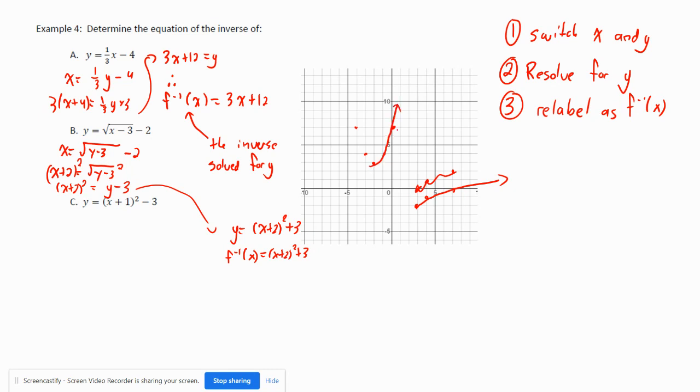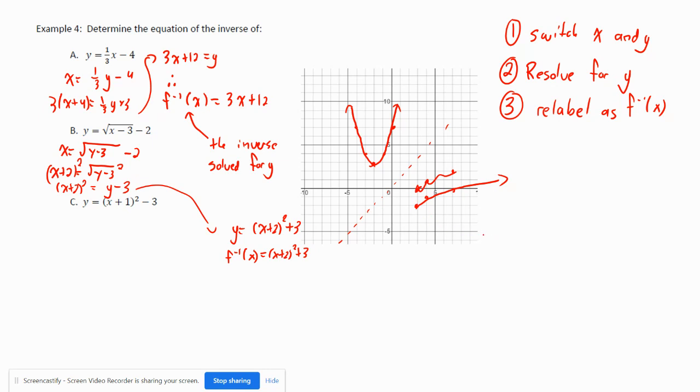Now, what I'm hoping you're seeing here is that this graph and this graph are not reflections of each other. Okay, I'm going to say that this part and this part kind of match up, but this part does not exist on this one over here.